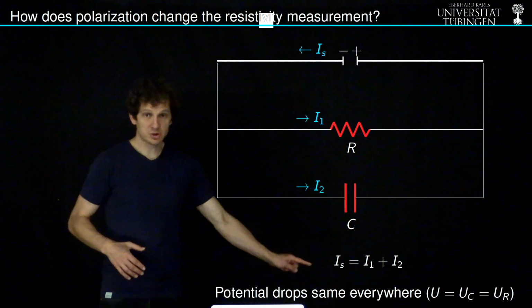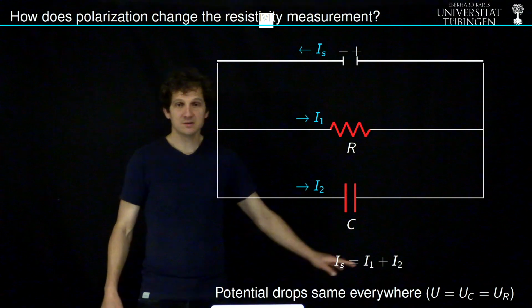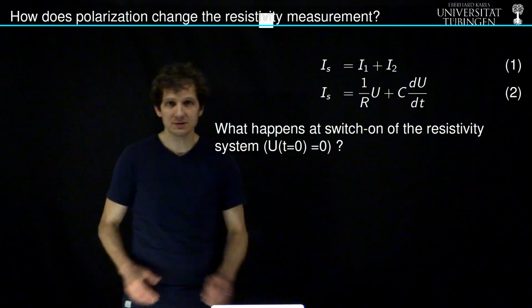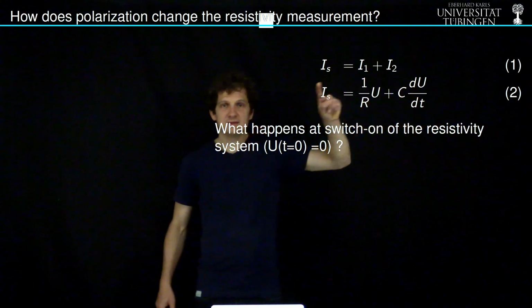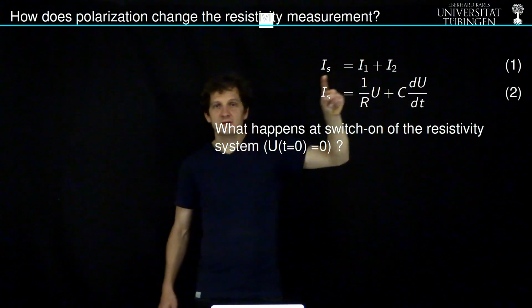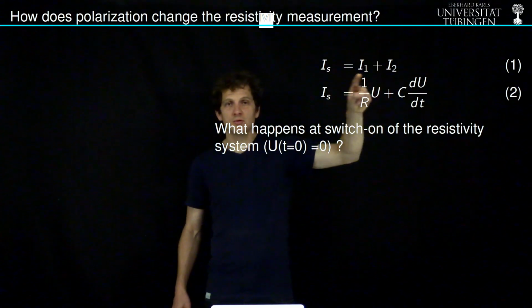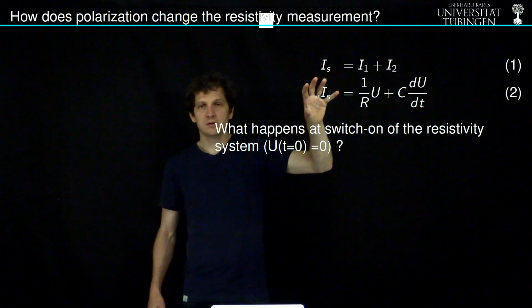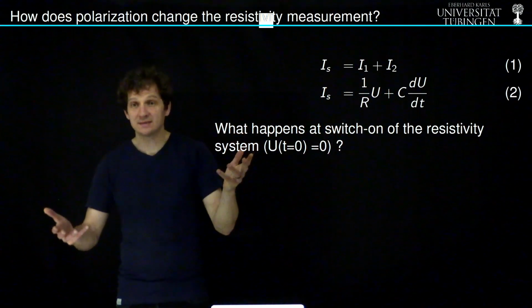We know that the total current, which we have good control on because it's at the surface, we have a current source, now splits up into these two branches. And this results in this equation here. At least the first part is one-to-one Ohm's law, meaning current is linearly related to potential via the resistance R.